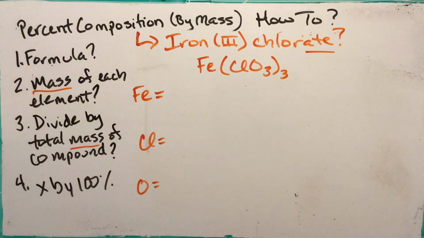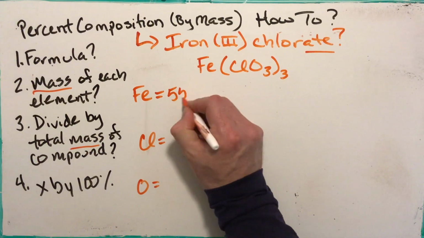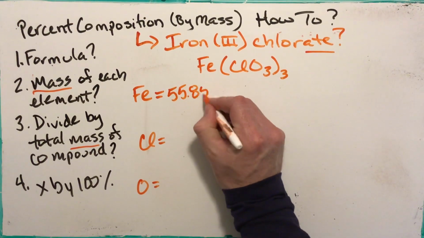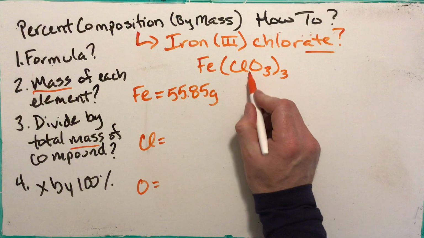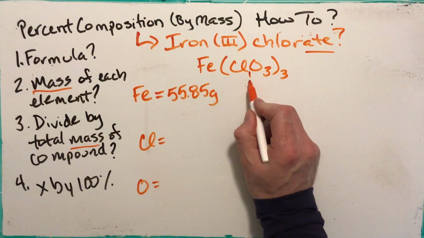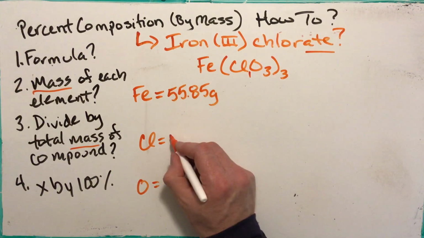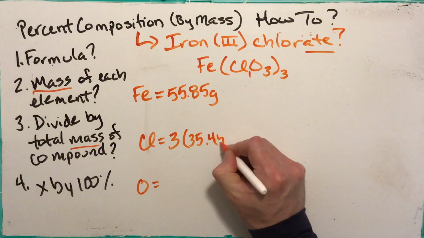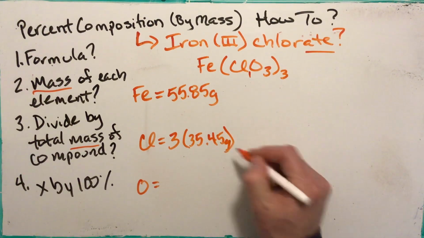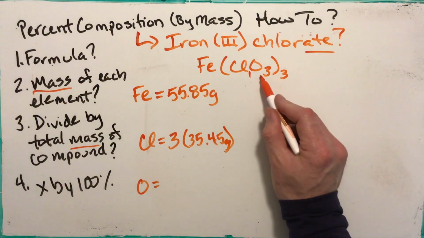So now we have to do the number for each element. Well, I've only got one iron, and on the periodic table, that's 55.85 grams. Chlorine, I've got 1 in here. Remember to be a little 1 there, I'll draw it in. And 3 of whatever's in the brackets. So I've got 3 chlorine, so that's 3 times what a chlorine is, which is 35.45 grams. And then I've got oxygen, 3 of them inside of here.